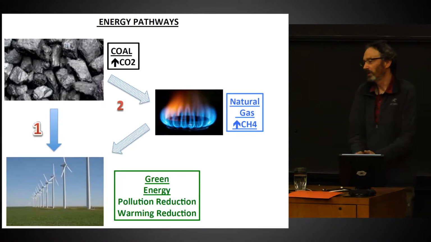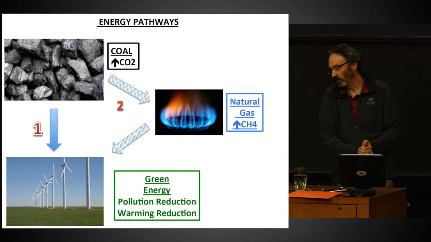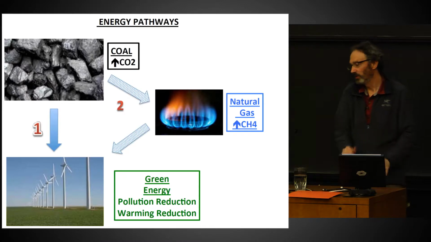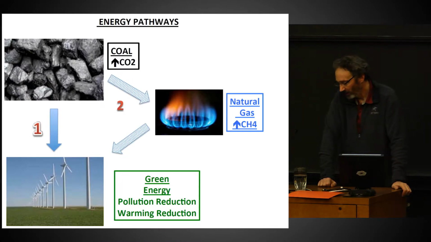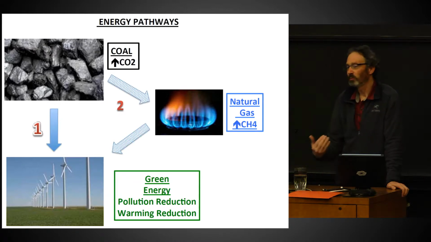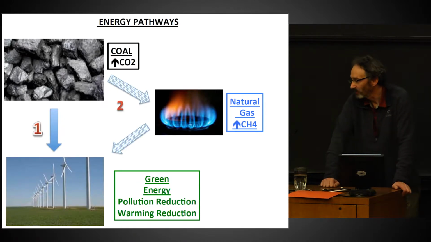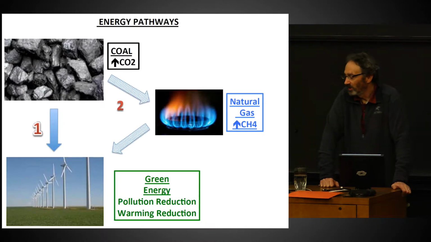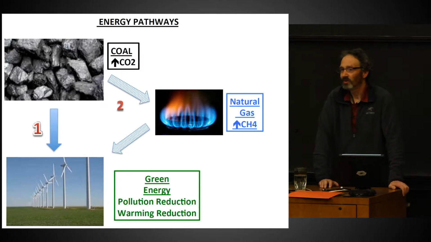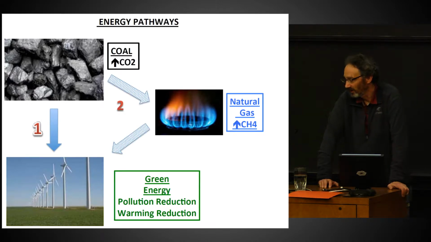So we somehow want to make a pathway from burning dirty fuels like coal to green energy, windmills, solar energy, etc. So one question is, do we go straight from coal to green energy? Or an alternative is to go through natural gas. You go from coal to natural gas, which releases methane, or CH4, and you go that way to green energy. So you can do either pathway 1 or pathway 2, which is through natural gas. And the difference is that CO2, carbon dioxide, and methane have much different impacts on the atmosphere.